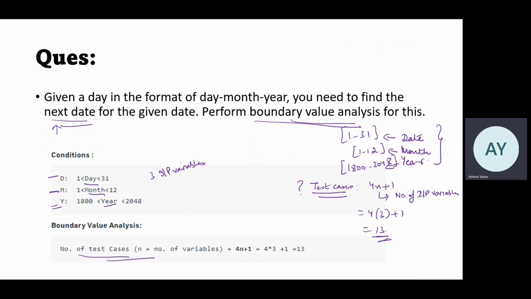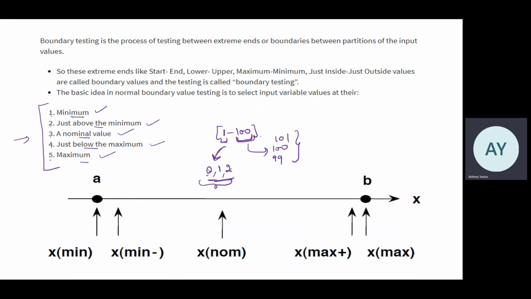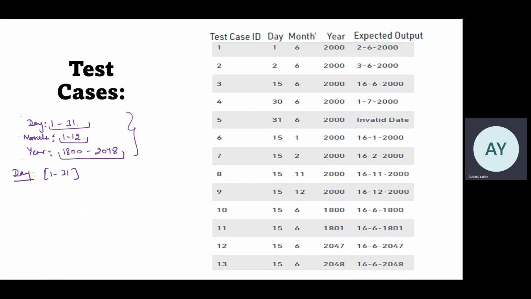So that means, let's say if I have day here, that is defined from 1 to 31. According to this logic, what will be my minimum value? My minimum value here is 1. Okay, the value just above the minimum is 2.